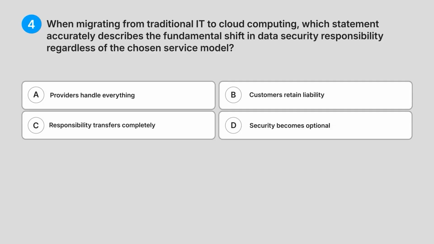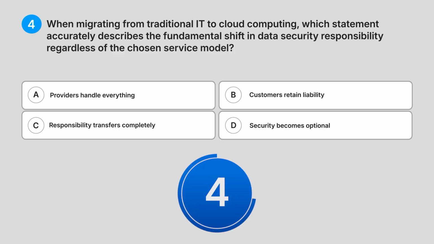4. When migrating from traditional IT to cloud computing, which statement accurately describes the fundamental shift in data security responsibility regardless of the chosen service model? A. Providers handle everything. B. Customers retain liability. C. Responsibility transfers completely. D. Security becomes optional. Do you know the answer?